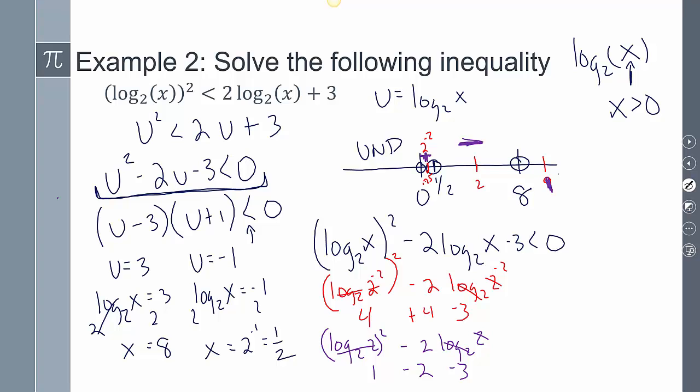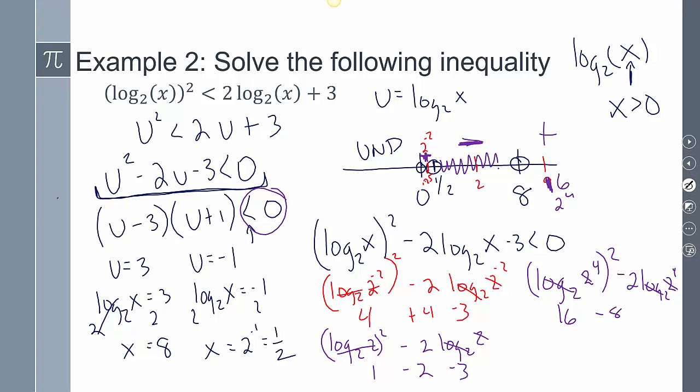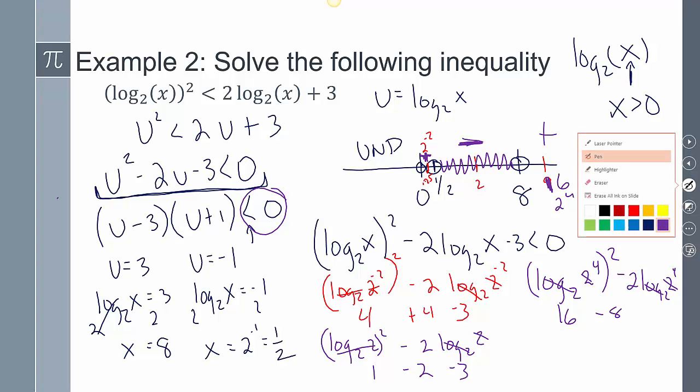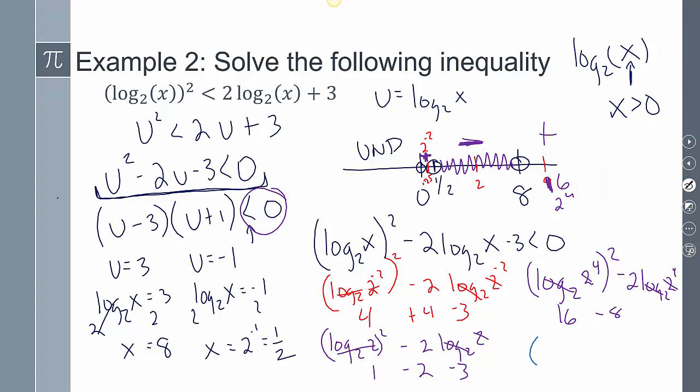Maybe I should say 16, which is the same as 2 to the 4th. And so plugging that in, I get log base 2 of 2 to the 4th squared. That's 4 squared, which is 16, minus 2 log base 2 of 2 to the 4th. That's going to be minus 8, minus 3. That's going to be positive. So it asks for values that are less than 0, so I know that's going to be the negative region here. And so my final answer is going to be from 1/2 all the way to 8.